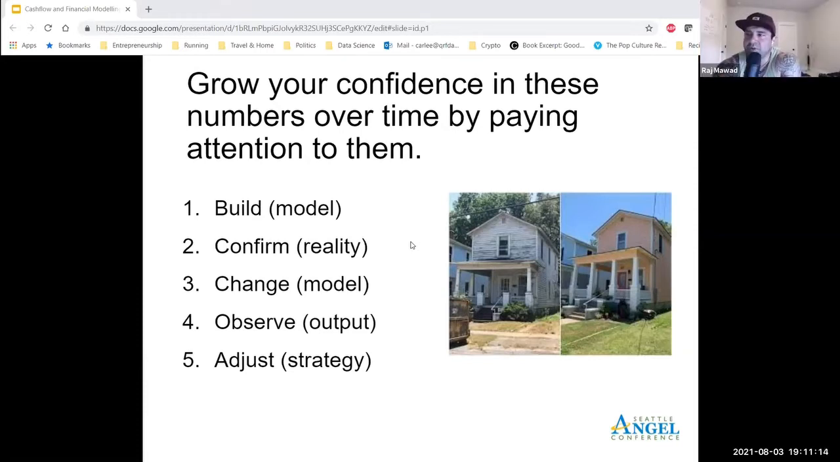Hey, Carlee, would it be possible to take 2 seconds and talk about this build, confirm, change, observe, adjust, and then reference it into, let's say we put $1 million into it, our burn, our runway, our break-even analysis, and at what month that is for us to be profitable, and as an investor, what would you like to see when you give us X amount of dollars?